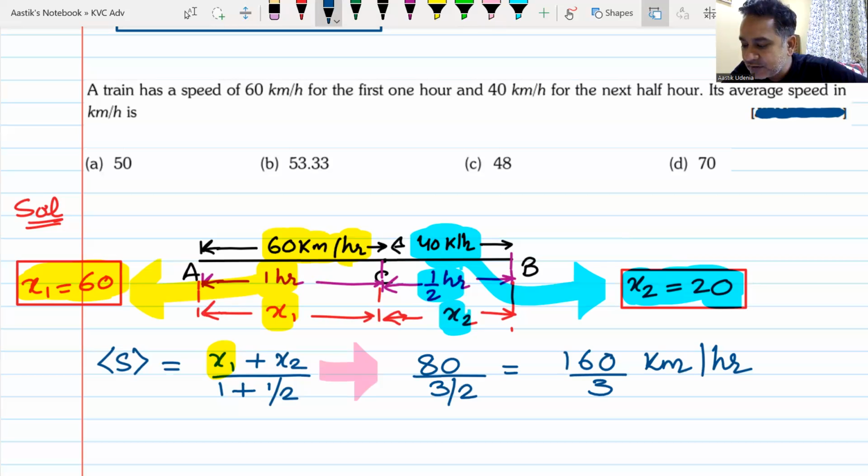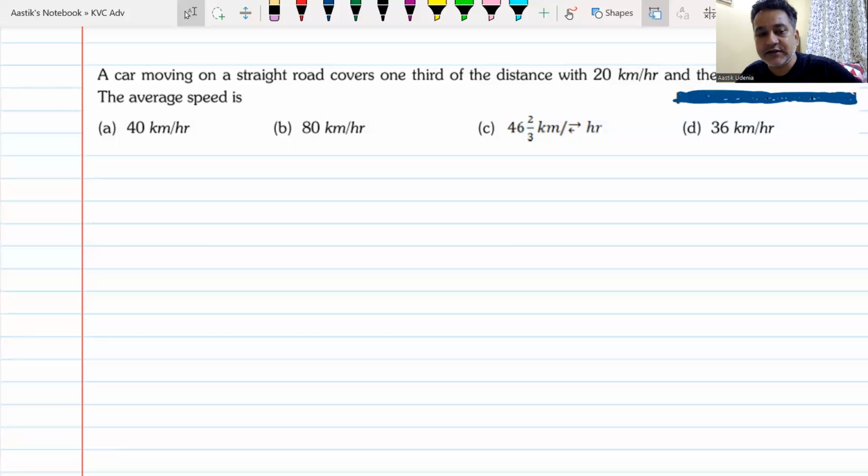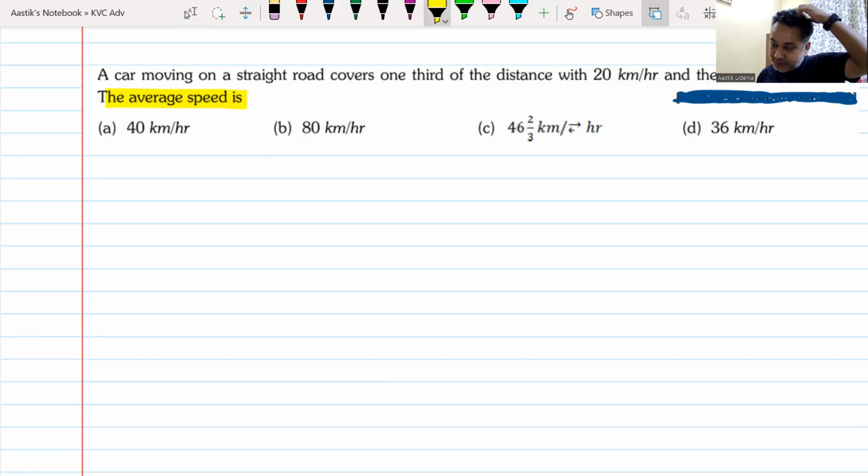Okay, so here it comes. Note down the points and then solve it and tell me the answer in the next class. A car moving on a straight road covers 1/3 of the distance with 20 kilometers per hour and the rest of the distance with 60 kilometers per hour. What is the average speed? Will you try this at home?